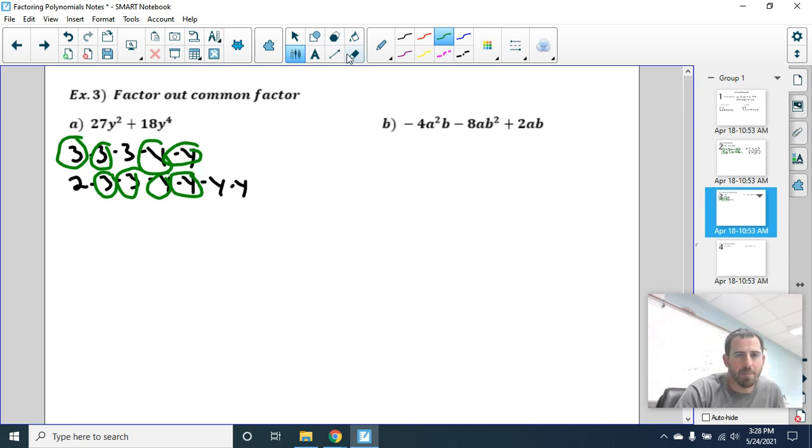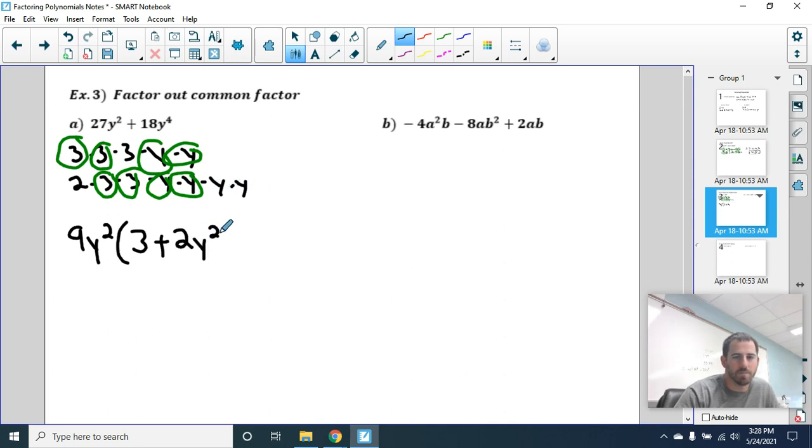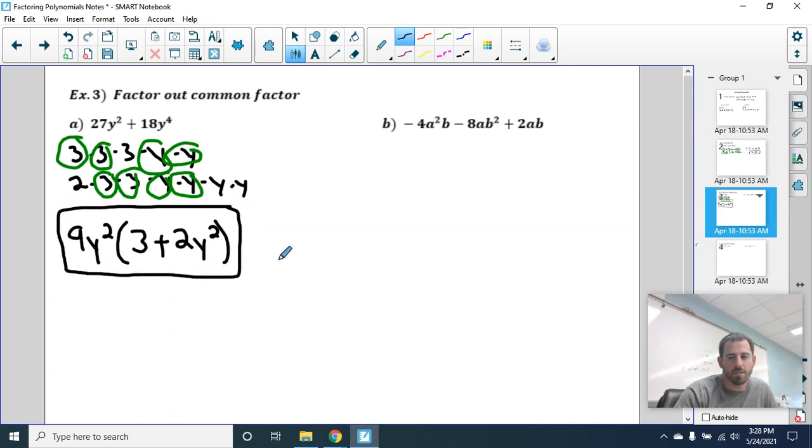My common factor here is what we circled again. 3 times 3, we'll skip a step here, is 9, and then y times y is y squared. So 9y squared, and we're going to pull that out from these terms. What's left in those terms is what you didn't circle. What's left in the first term is just a 3, plus what's left in the second term is a 2, and y squared. So plus 2y squared, and that is my answer. Pause if you need to.